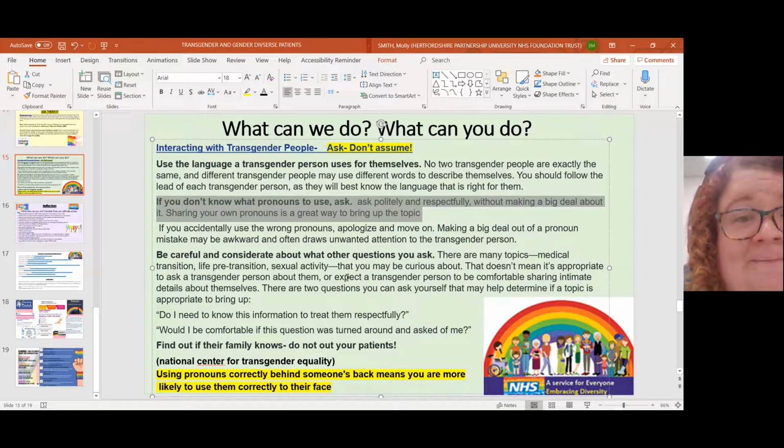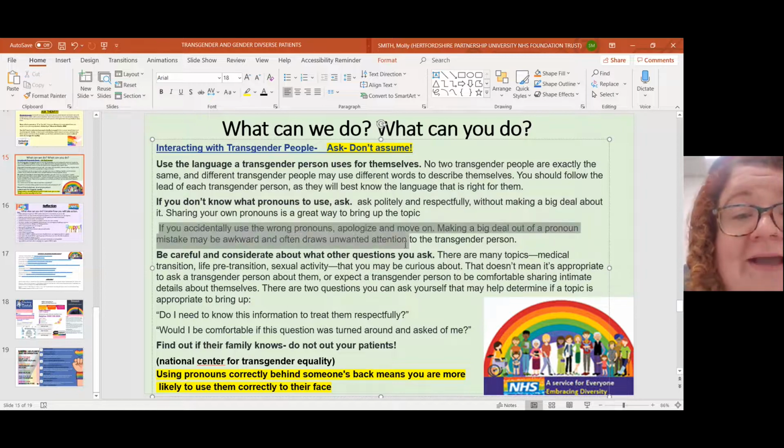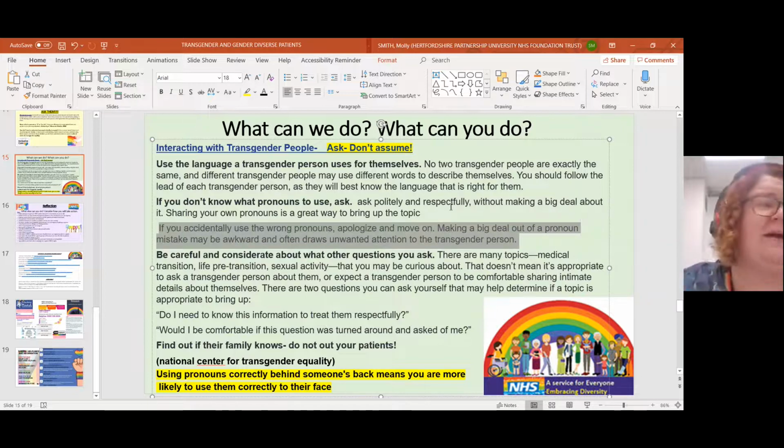It's respectful to ask. I know a lot of people get anxious. Oh, I'm going to make a mistake. I'm going to use the wrong pronouns. Again, don't make a big thing about it. Sometimes that can just draw more attention to it and make it awkward. Apologize and move on. You've made a mistake. Let's carry on. Let's not make it into a big deal.